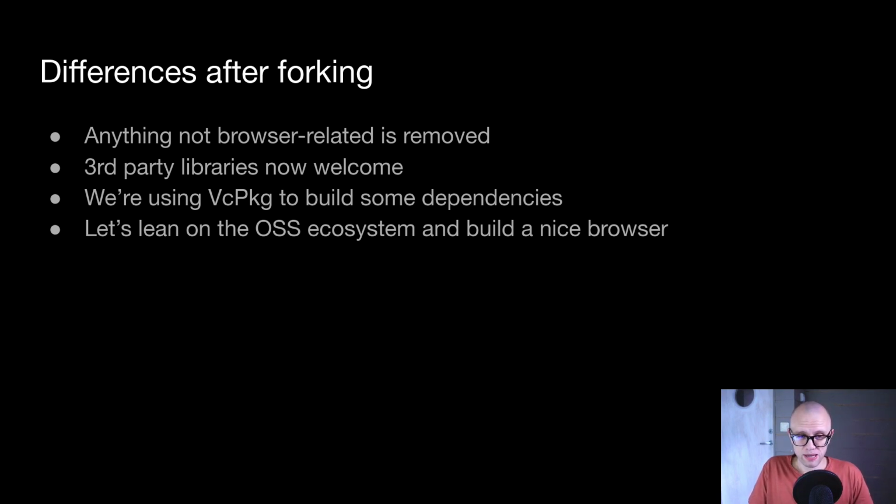And we're also using vcpkg now to build some of our dependencies. This is still experimental, but it's been helpful so far in being able to get everybody building the same versions of some of the third-party things that we're bringing in. But the idea now is that we want to lean on the open source ecosystem and build a nice browser. So this is sort of the new agenda.